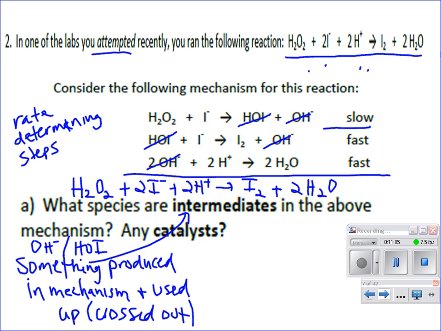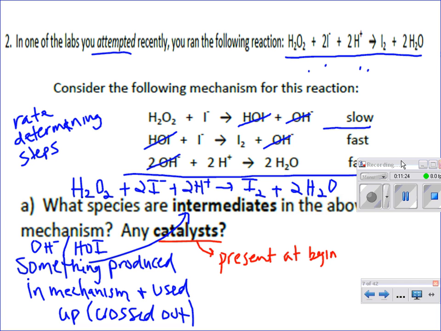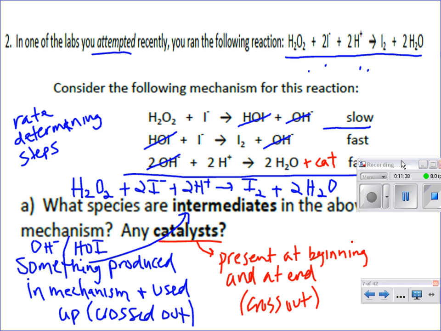Do we have any catalysts? No, we really don't. But what is a catalyst? A catalyst speeds up a reaction, but that's not how we'd identify it. How do we identify it? As being present at the beginning and at the end. And this is also something we cross out. In other words, if I were to put a catalyst into this mechanism, I'd have it here and here. It would be there at the beginning and come out at the end, and it would be crossed out. Okay?